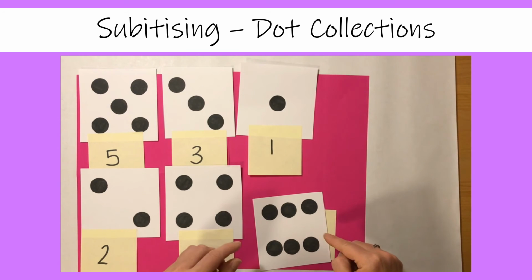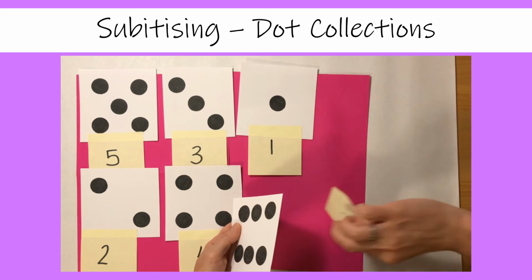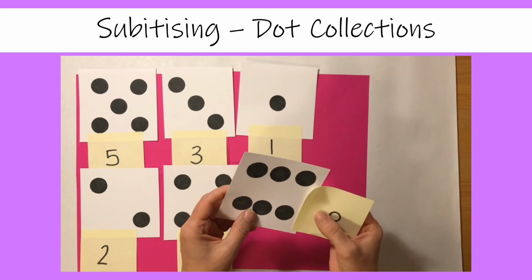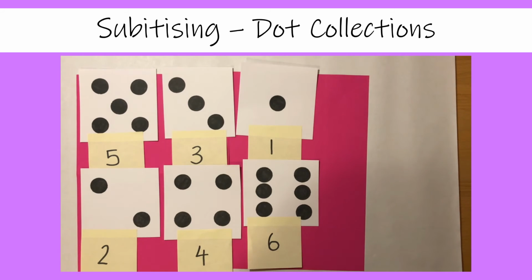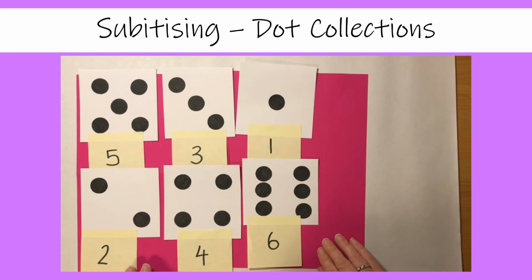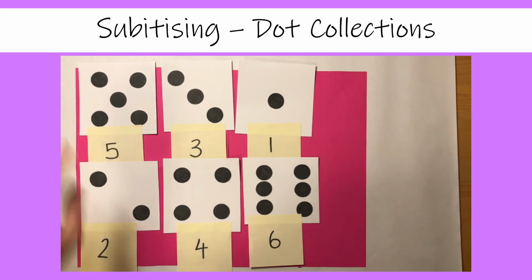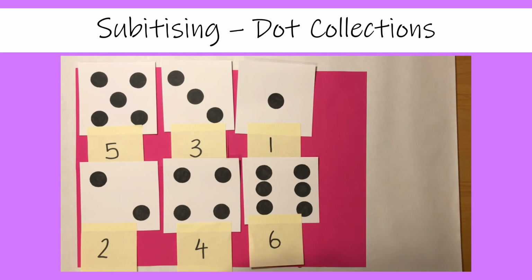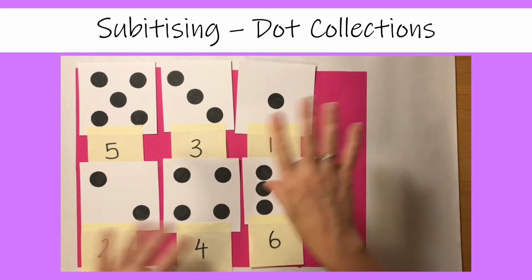And the last one, that's right, it's 6. I'll do it like this so it looks like a dice. And now let's read them all together. Are you ready? 5. I know, I tricked you. 6. 2, 3, 4, 1. Now at the moment they're all jumbled up.